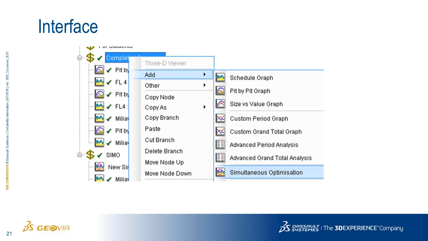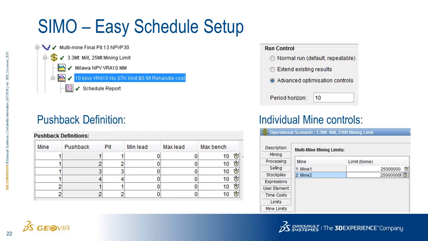If I was running a schedule, users would be pretty comfortable adding a new schedule graph underneath the operational scenario, as you see at the top there, instead of adding the Milawa or fixed lead schedule option. Essentially, there's a new schedule option at the bottom called simultaneous optimization. As we can see here, it's an easy schedule setup because, except for a couple of components, it's the same setup you would have for a traditional Whittle schedule.